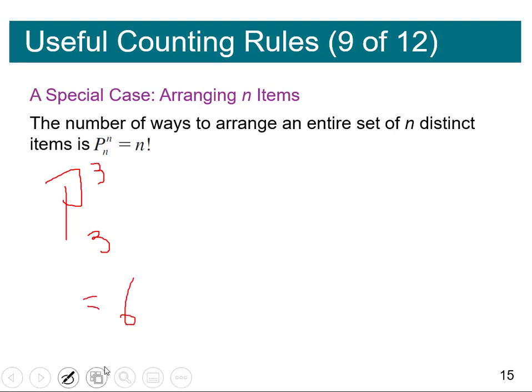We figured it out. And they say that the answer should be n factorial, but here n is equal to 3, so it should be 3 factorial. Well, it is 3 factorial. But let's show that this is basically true all the time. How do we show that?